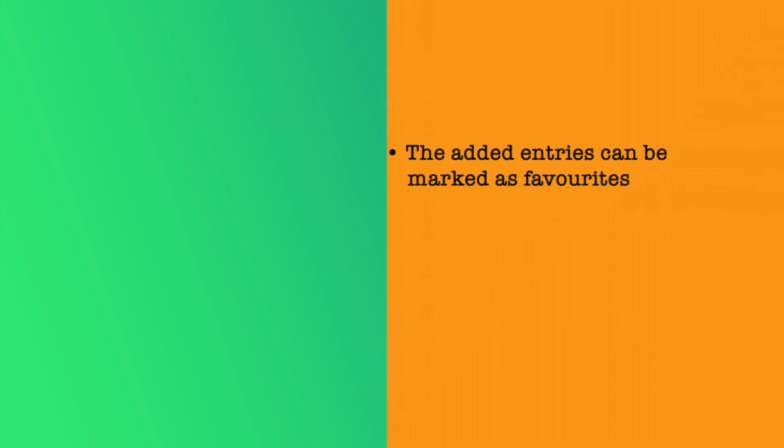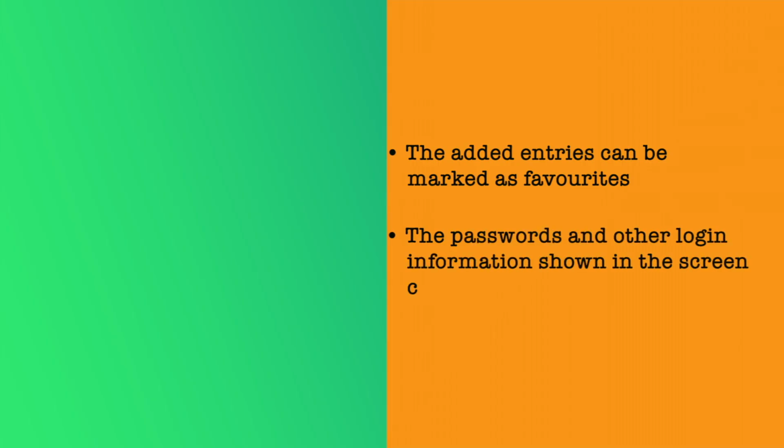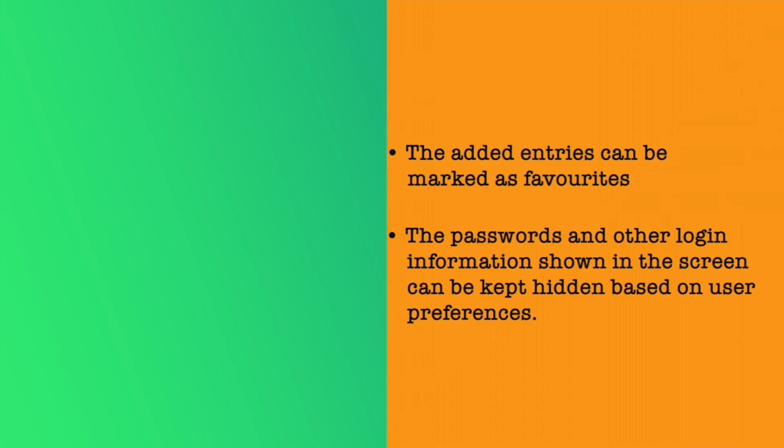So for a few websites that you frequently visit, those entries can be marked as favorites, which then can be accessed by right-clicking the system tray icon. The passwords and other login information shown on the screen can be kept hidden based on user preferences. If you don't want people to see it, you can keep it hidden as per your preferences. This is the GUI of the G Password Manager. Pretty plain, pretty simple and easy to use.